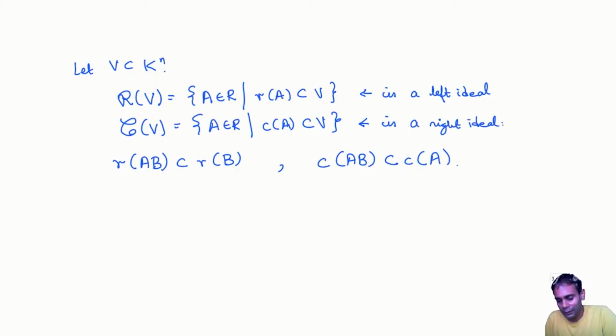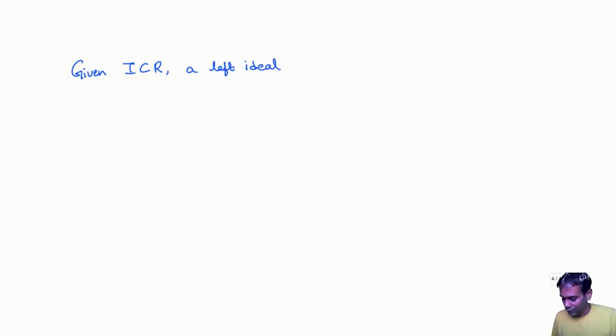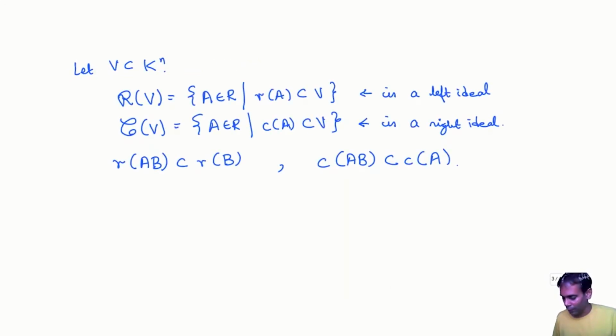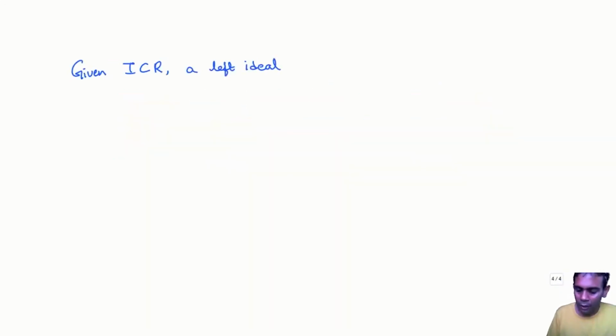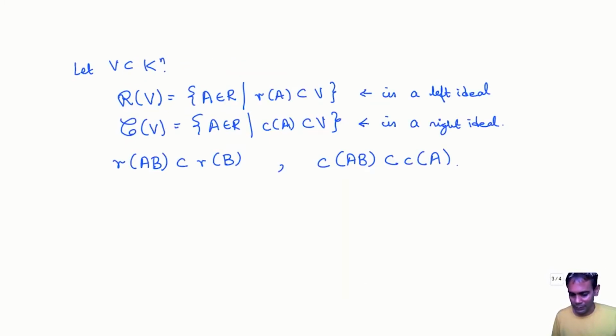It turns out that these are all the left and right ideals of R. How do we see that? To see that, let's do it for left ideals. Given I in R, a left ideal, we need to identify the subspace V for which this ideal I is of the form R(V). So how would we get that subspace V?